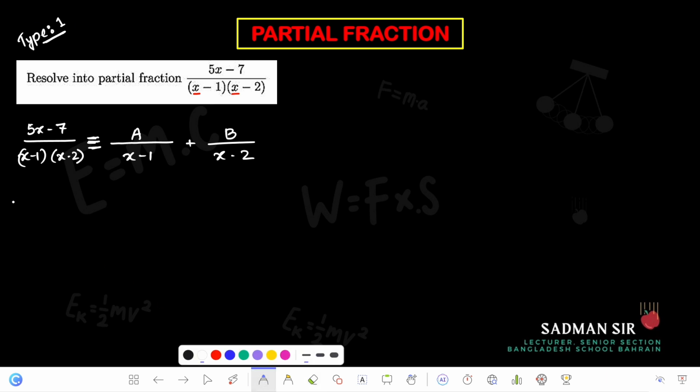Now the next step is we will cross multiply this x minus 1, x minus 2, this will be multiplied with the numerator of that. So on the left hand side it will be left only with 5x minus 7. The denominator we will multiply on that side, so it will be multiplied with the numerator, that is a into x minus 1 into x minus 2 divided by x minus 1 plus b into x minus 1 x minus 2 divided by x minus 2. Remember, this denominator will be multiplied with both the numerators.